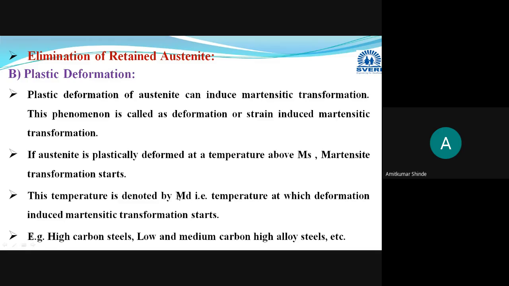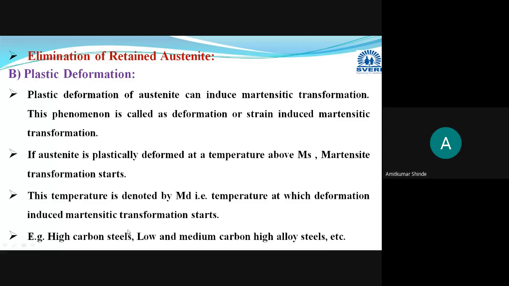Generally this Md temperature is above your Ms temperature, as also mentioned in this point. Simply you can say that the temperature at which austenite is transformed to martensite by plastic deformation is denoted by the letter Md, d for deformation, plastic deformation. Then this process of elimination of retained austenite is the plastic deformation process.